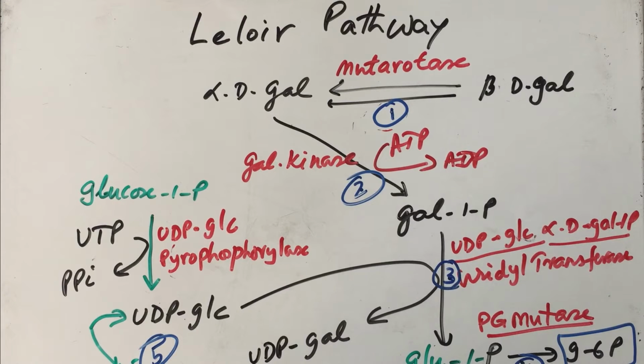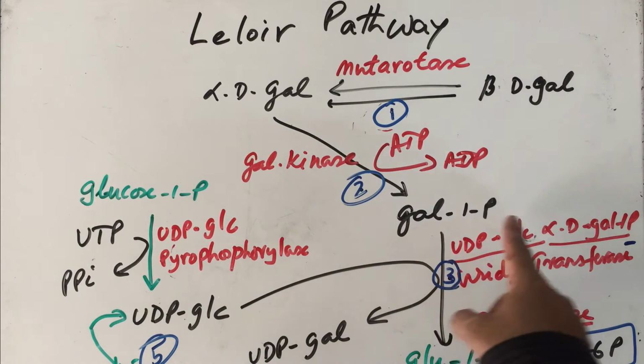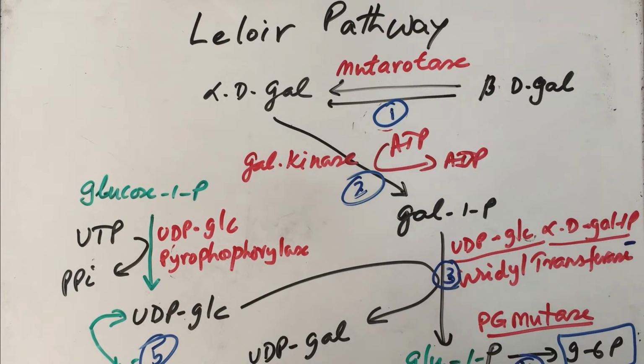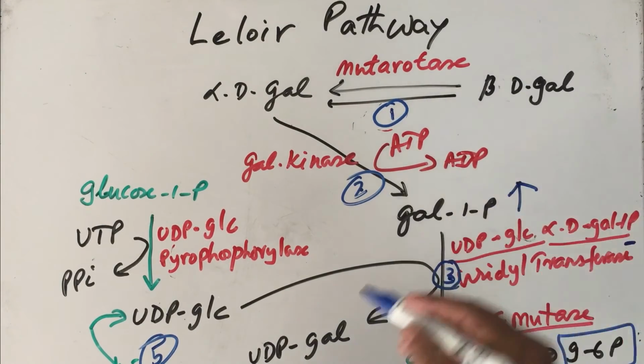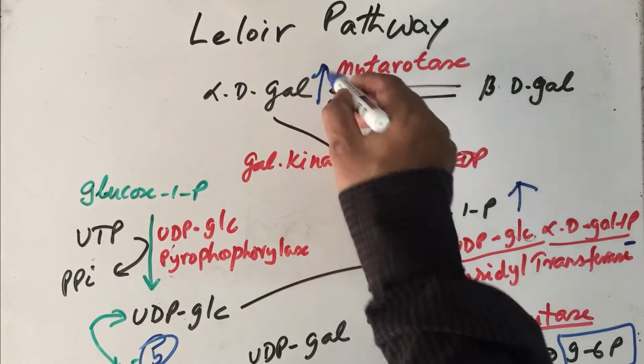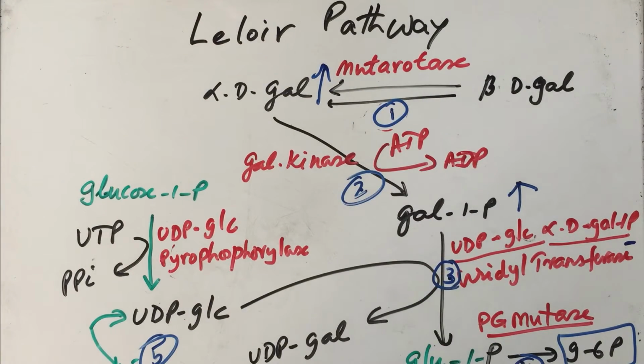There is a metabolic disorder associated with galactose metabolism, especially this particular enzyme, uridyl transferase. People who have a deficiency of this uridyl transferase enzyme cannot convert galactose 1-phosphate to glucose 1-phosphate. Therefore, galactose 1-phosphate concentration can go up, and galactose concentration can go up in their body.